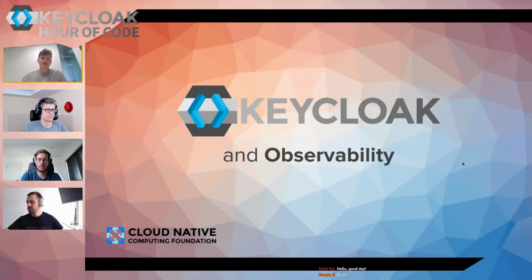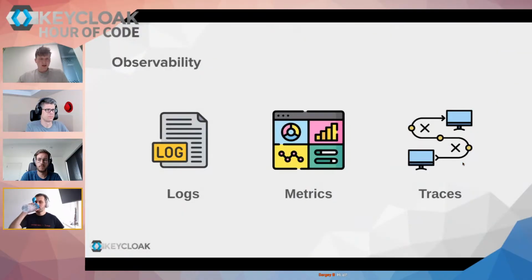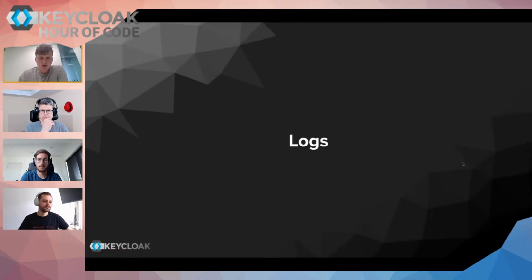In this talk, we will see some part of it, how you can leverage it. The three main pillars of observability are logs, metrics, and traces. We will discuss them one by one, and at the end you will see how you can connect them together and use them in more production-ready environments. We can start with logs.